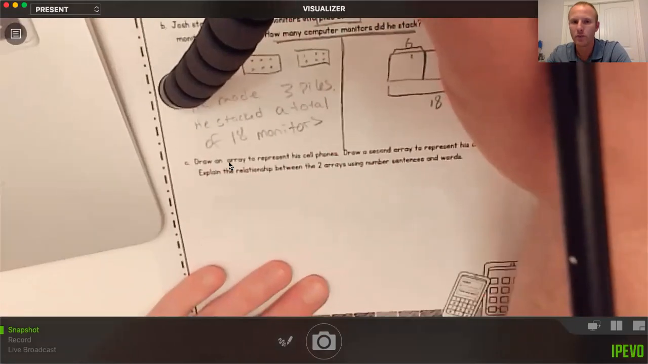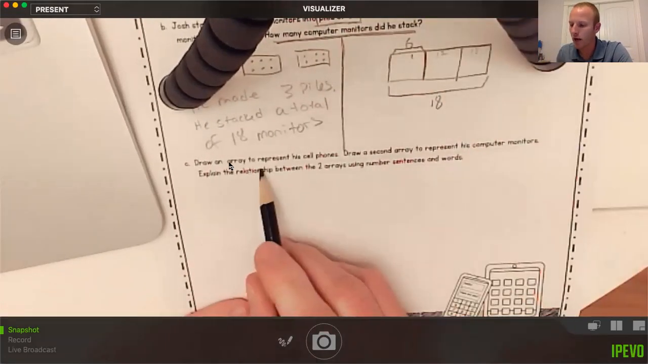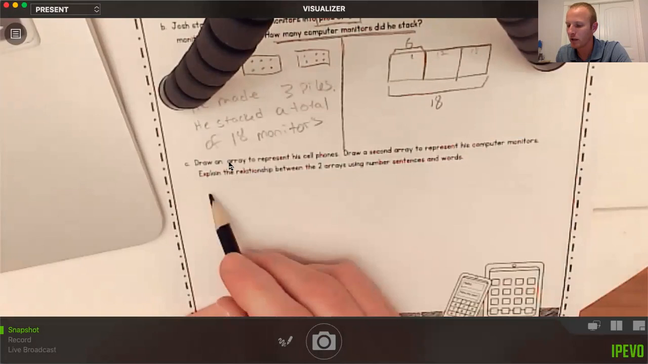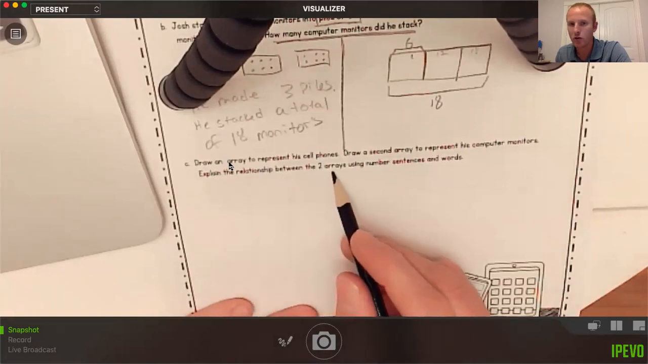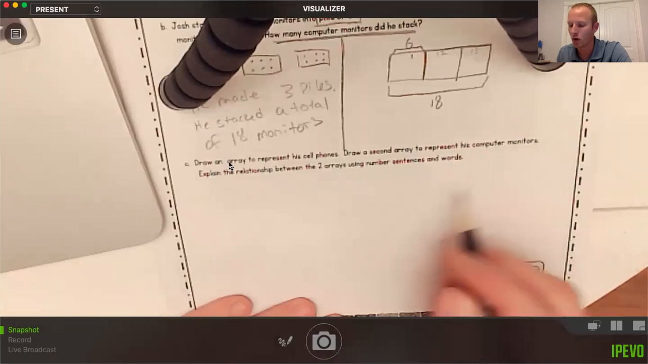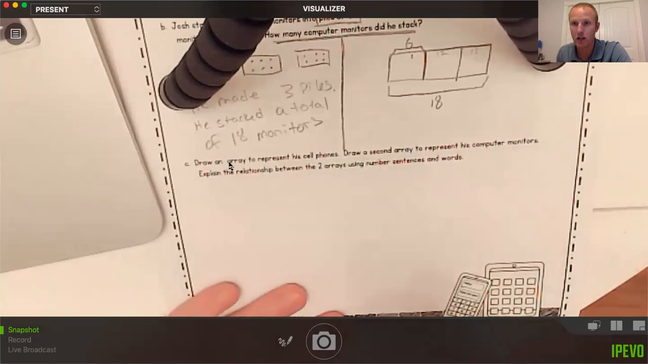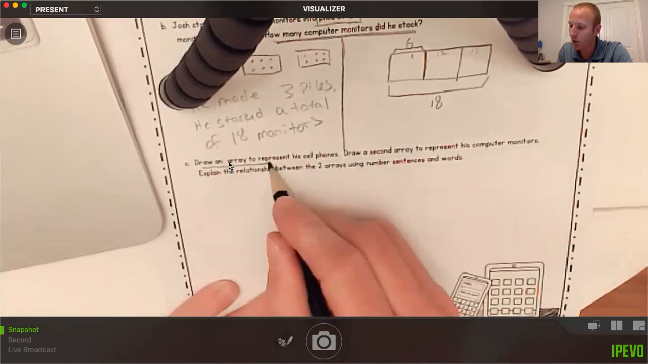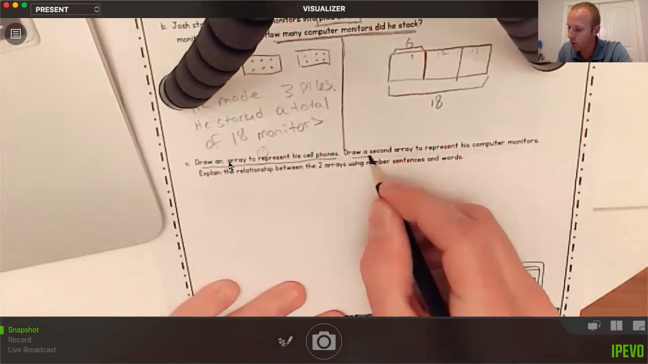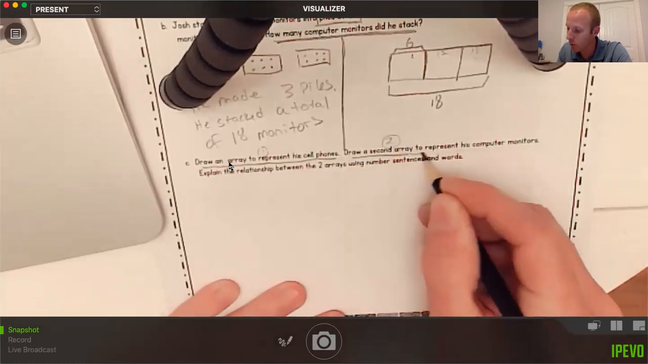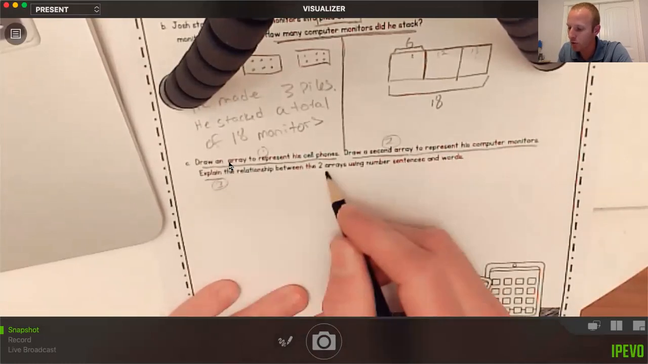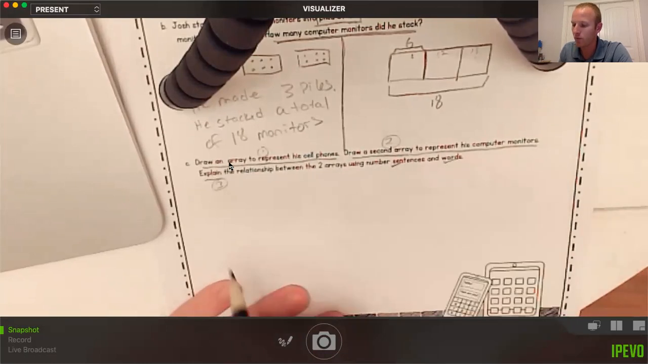Okay, let's move on to the bottom part of this where we're going to compare the 2 things that we just did. It says, draw an array to represent his cell phones. Draw a second array to represent his computer monitors. Explain the relationship between the 2 arrays using number sentences and words. So let's understand what we need to do before we start. We're going to draw an array for the cell phones. That's step 1. We're going to draw our second array to represent the computer monitors. That's step 2. And then we're going to explain using number sentences and words. That's step 3. So again, we have 3 things we need to do here.